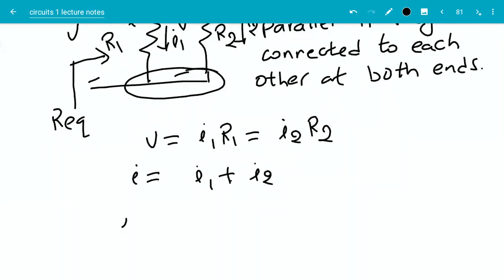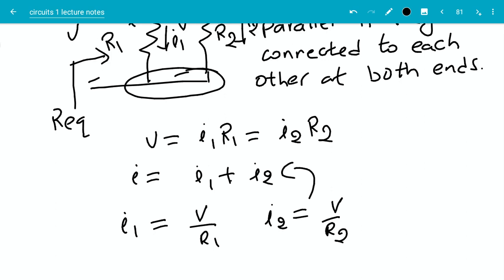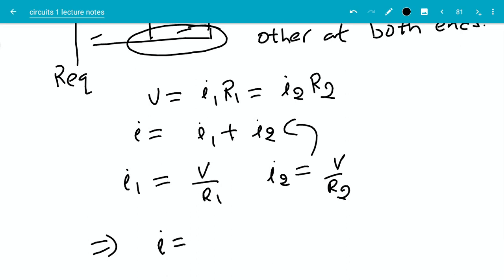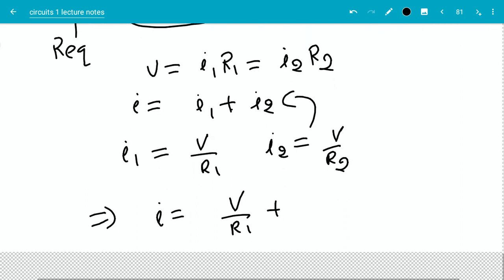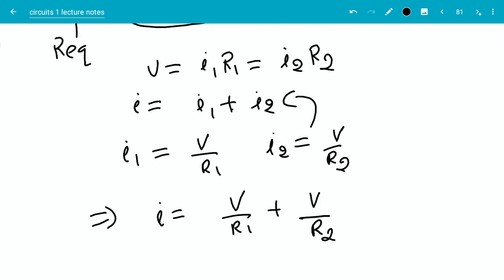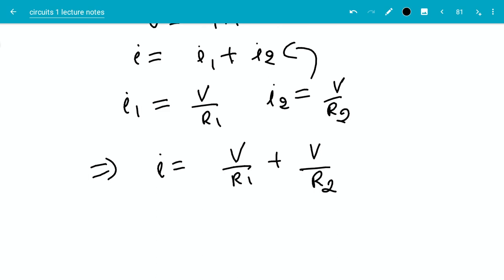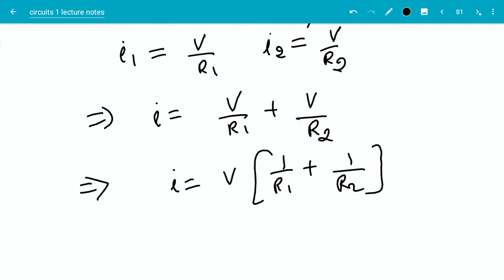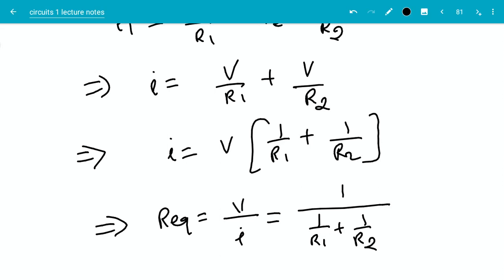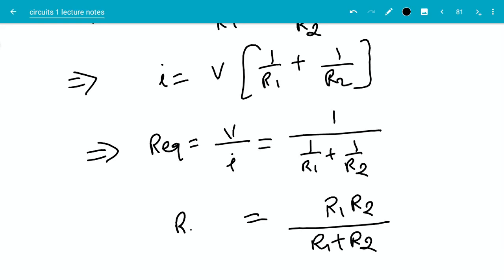Now, note that from the top equation, I can write I1 as V over R1 and I2 as V over R2. I'm going to substitute this in the top equation there. Which will give me I is equal to V over R1 plus V over R2. If I factor out V, I get this equation here. Then according to the definition of R equivalent, I just need to calculate V over I, which will be equal to 1 over this whole thing here. And I can simplify further to get R equivalent is equal to R1 R2 divided by R1 plus R2.